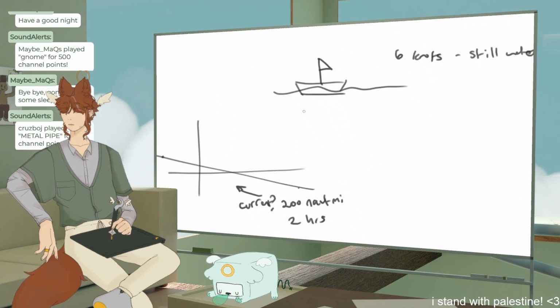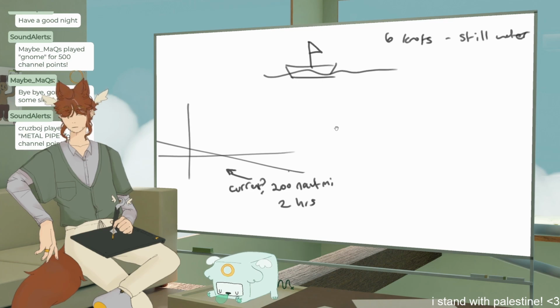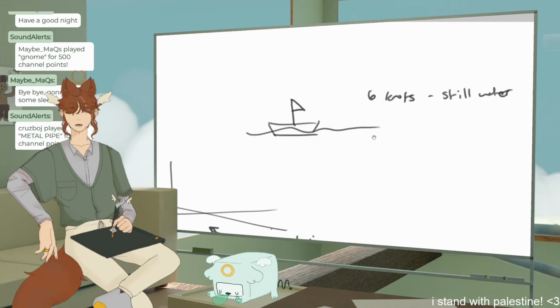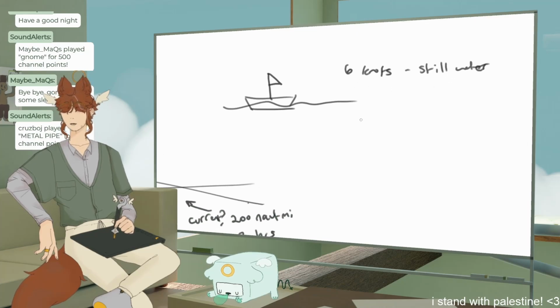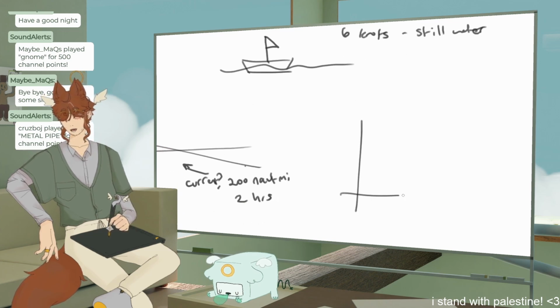And she was like, okay guys, what is the speed of the boat? And we were like, 6 knots. She was like, no, it's not the speed of the boat. We were like, what? She kept asking, "Okay, no, guys, what's the speed of the boat?" And we were like, "6 knots," because it was in still water.